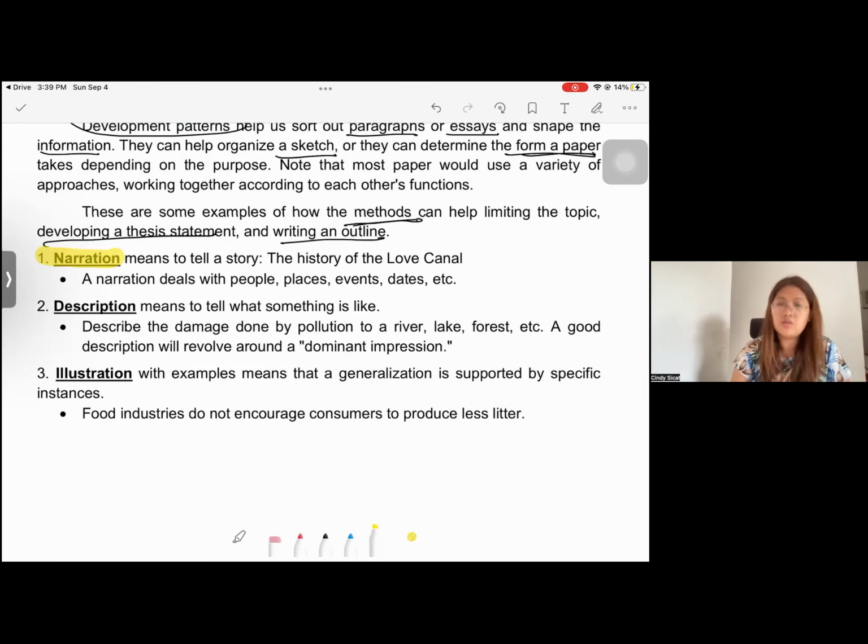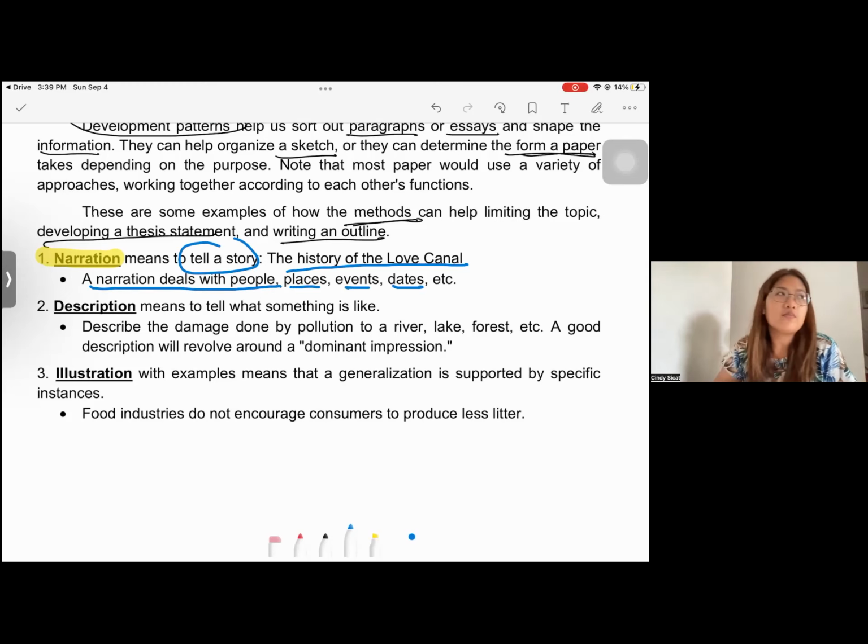So we have narration. So when we say narration, you practically tell a story. You're trying to tell something that happened, okay? Example, the history of the Love Canal. A narration deals with people, places, events, dates, etc. So there are various texts that show narration. This could be autobiographies. Actually, other types or methods overlap with each other. But if you're practically writing let's say a travelogue, focusing on what story happened, you're making narration, okay?